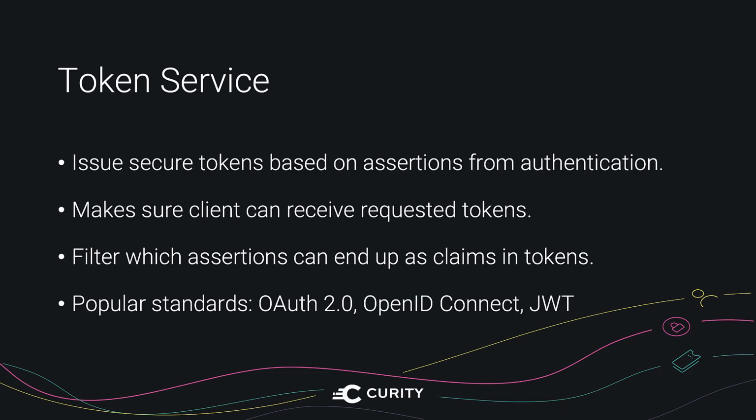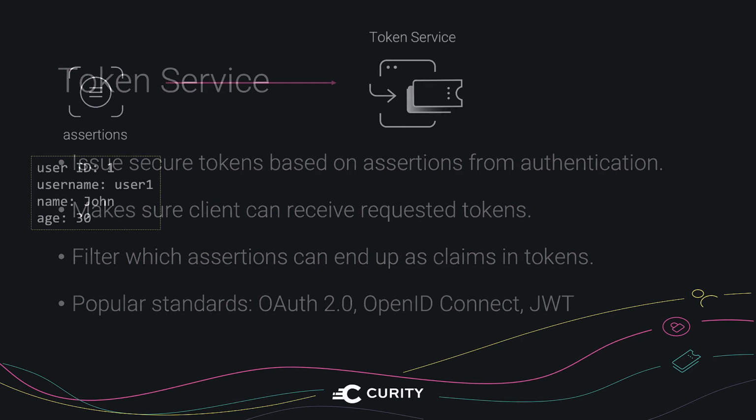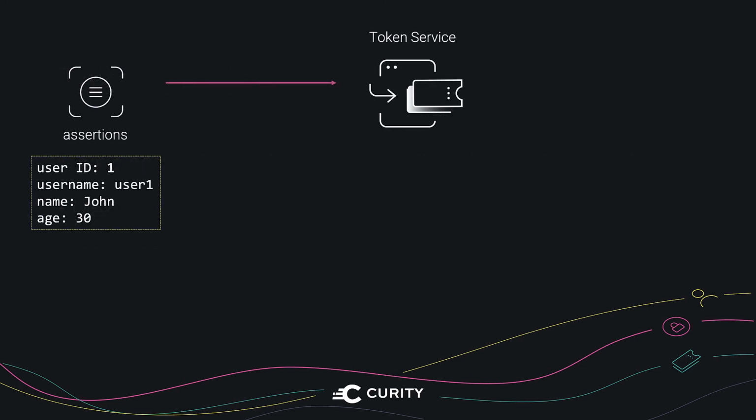Once the user is authenticated and claims are asserted about them, it's time for the token service to issue secure tokens. It's important to keep these components separate, the authentication service and token service. As you've just seen, authentication is a very complex process, and the authentication service should not have the additional burden of being responsible for issuing tokens. Issuing tokens based on the authentication service's assertions can also be a complicated process itself.